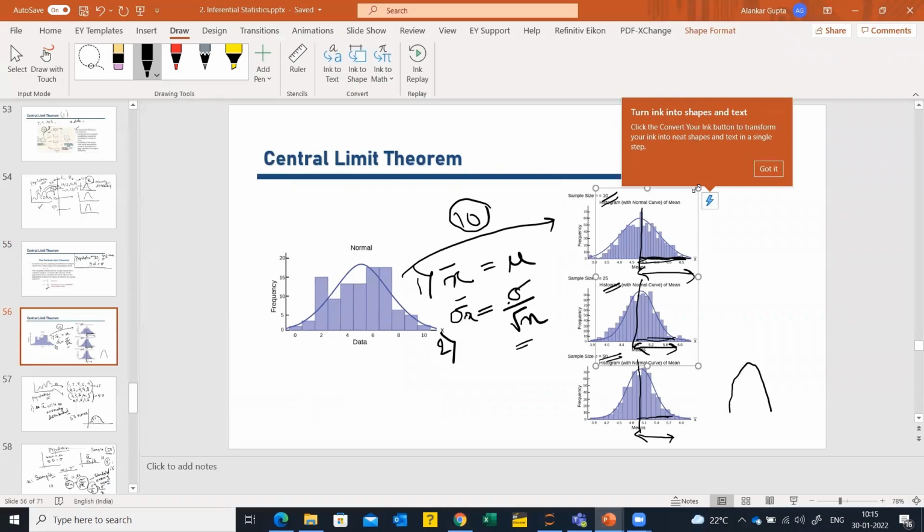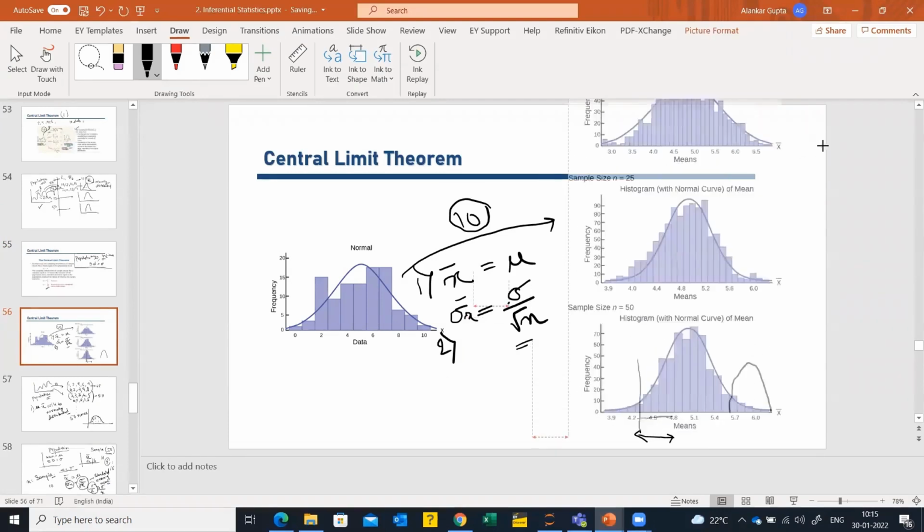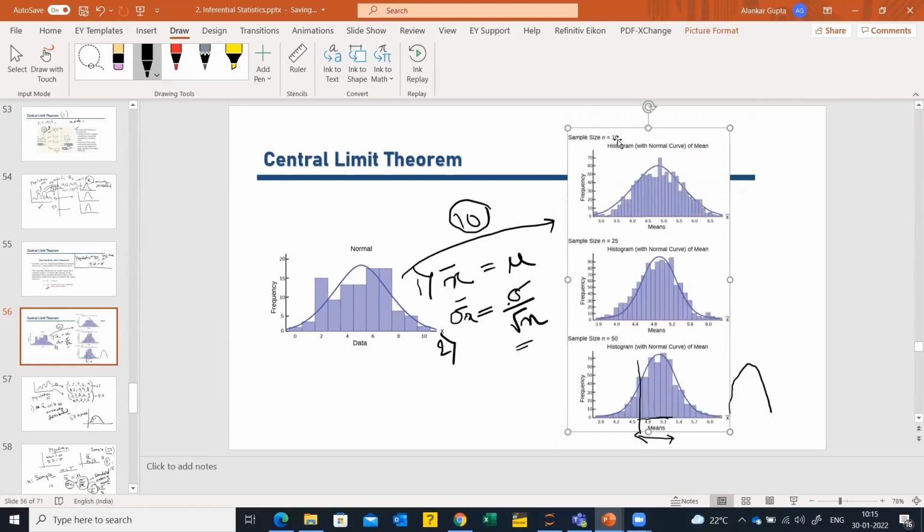Let me make it a little bigger. You can see that as it increases from 10 to 25 to 50, it becomes more and more normally distributed, right? When I say normally distributed, it means it follows a bell curve. Here you can see that it is not actually following a bell curve, but it's trying to be a normal curve. Now as the size increases, if you change the sample size to 500, it will become steeper. And the steeper it is, the more normally distributed it is from a visual point of view.